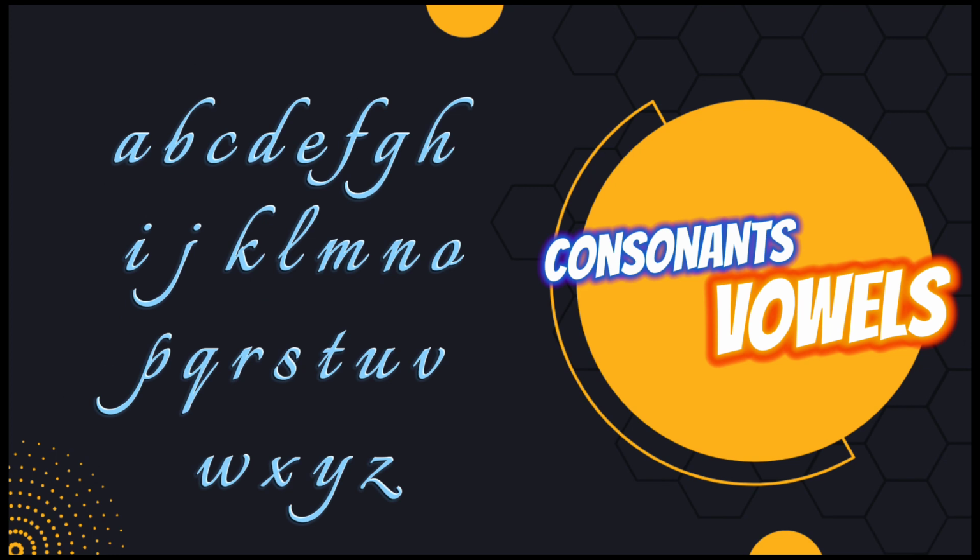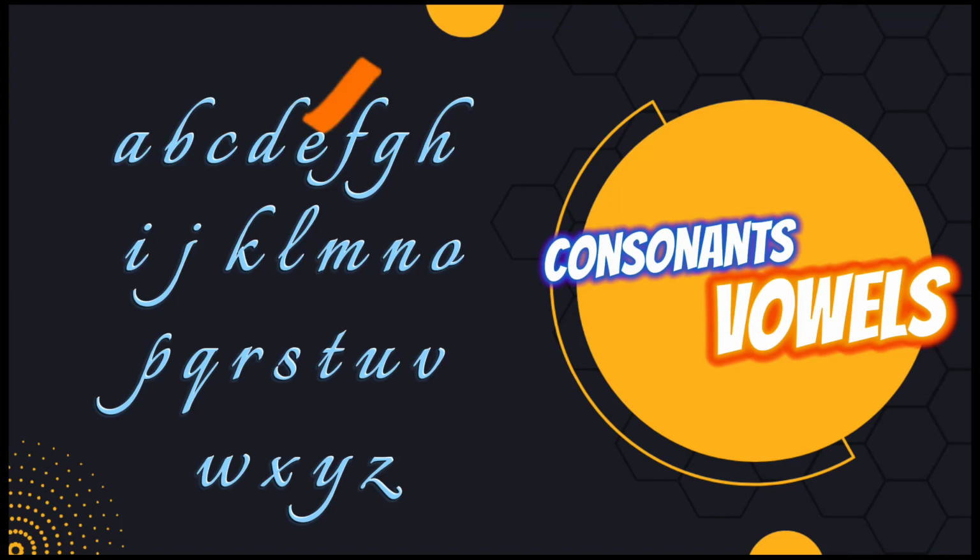Now in the English alphabet there are 26 letters, and in the alphabet there are 5 main vowels and 1 special vowel, and the rest are consonants. So let's look at the board. Here's the alphabet. The first letter A is a vowel. The next letter B is a consonant. C is a consonant. D consonant.